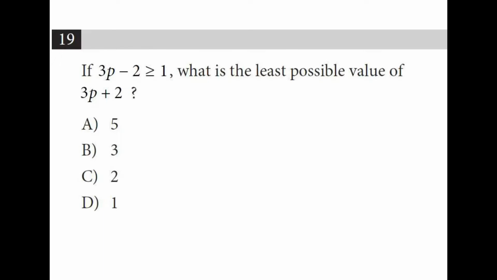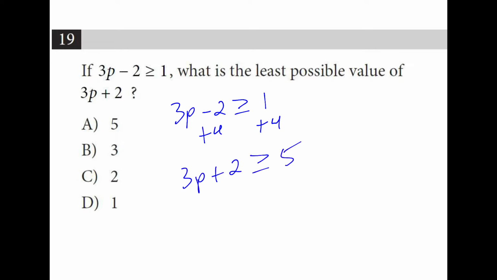Well, the smallest possible value of 3p plus 2, we'd have to start with this and add 4 to both sides. So our new inequality reads 3p plus 2 is greater than or equal to 5. So the smallest possible value there would be 5.